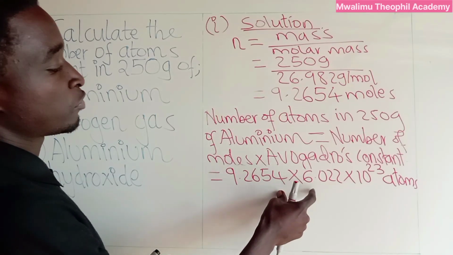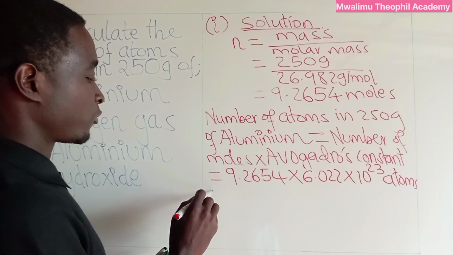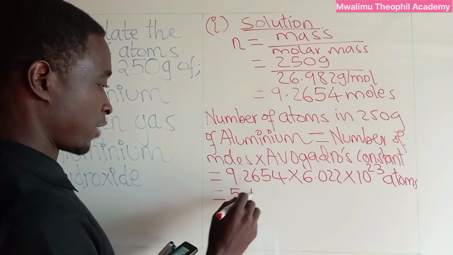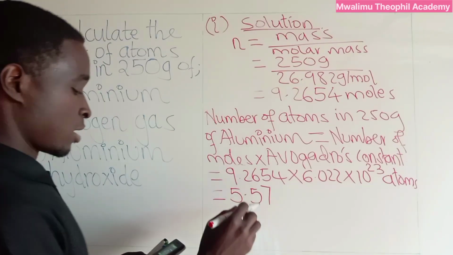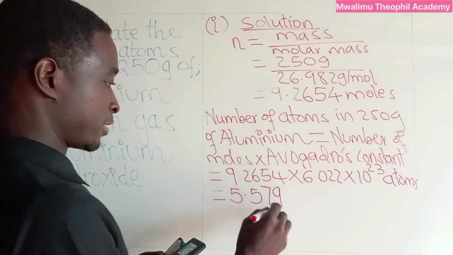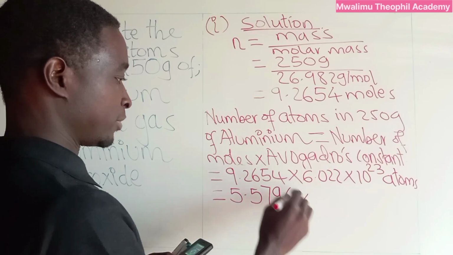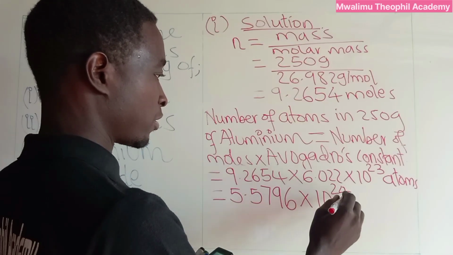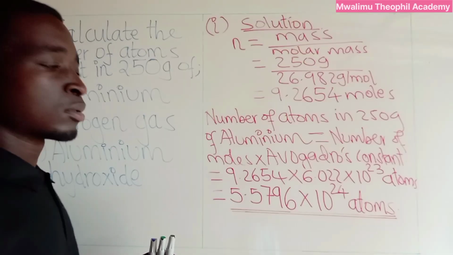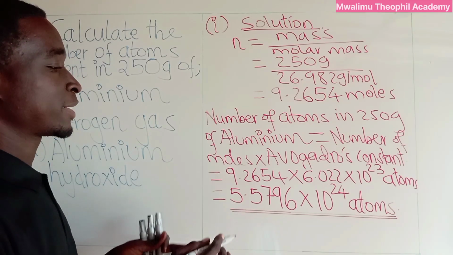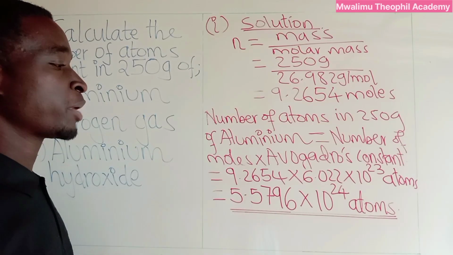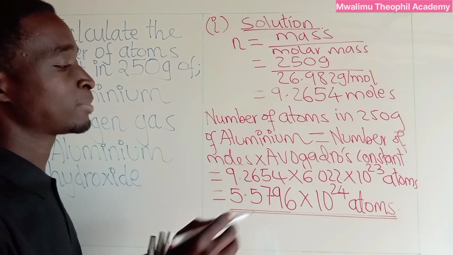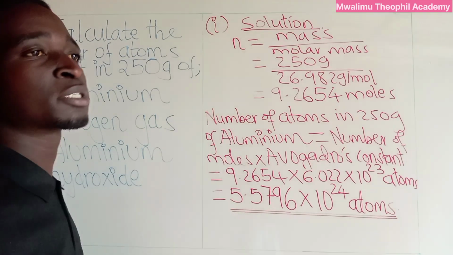Now let us compute this value. After multiplying these two values, we get the number of atoms equal to 5.5796 times 10 raised to 24 atoms. So the number of atoms present in 250 grams of aluminium is equal to 5.5796 times 10 raised to 24 atoms.